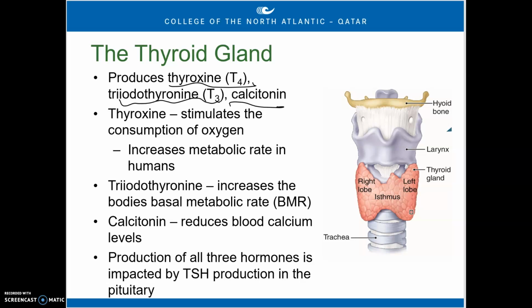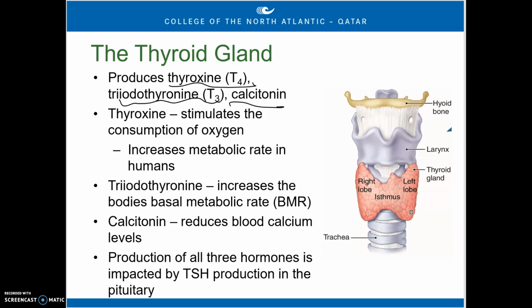And then the final hormone there is calcitonin. Calcitonin is a hormone that helps reduce the calcium levels in the blood. Maintaining the homeostasis of calcium is important for healthy bones, as well as muscle contraction like we talked about in the previous unit.